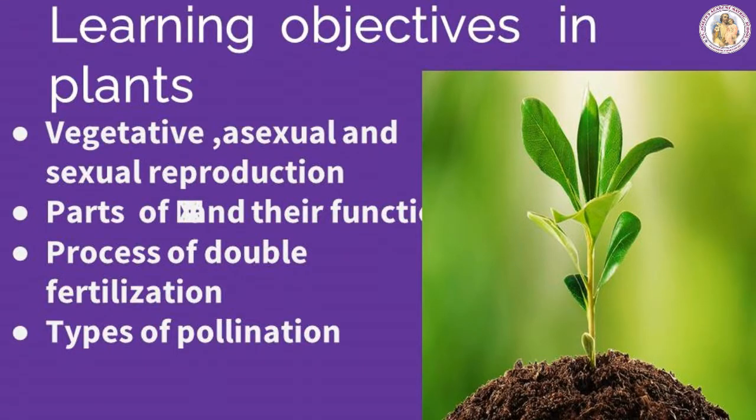So we are going to study about plants as well as animals. The learning objectives in reproduction in plants are: vegetative, asexual and sexual reproduction, and parts of the flower and their function. For the parts of the flower, we took a hibiscus flower. Then the types and modes of pollination and their significance, and the process of double fertilization, that is, the steps involved in fertilization, embryo development, endosperm development and formation of seed. So these are the learning objectives we are going to study in plants.